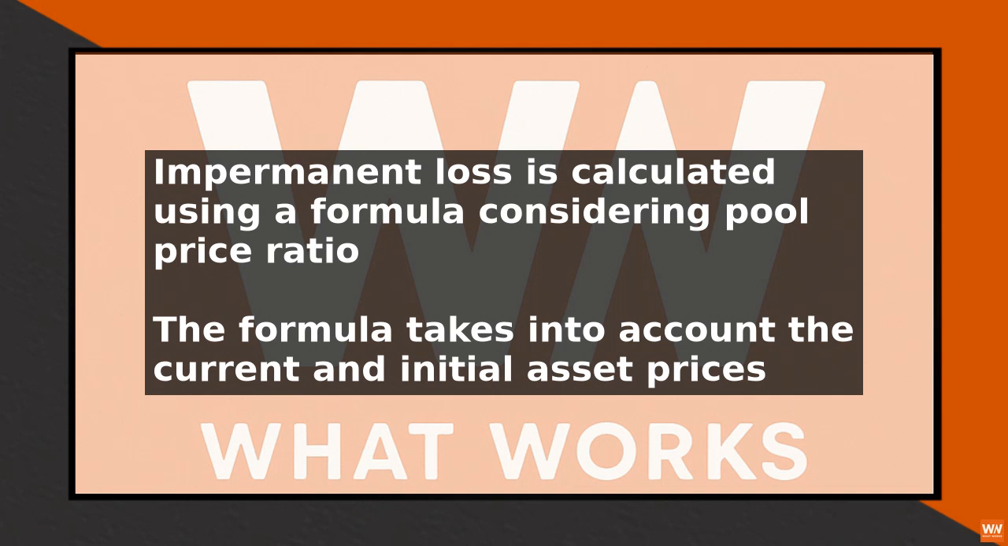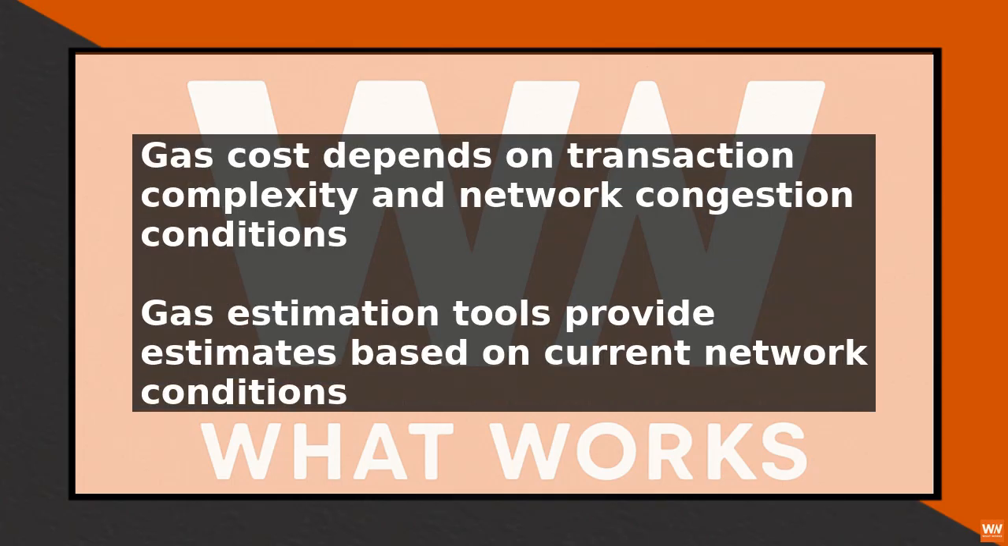Once you have calculated the impermanent loss and estimated the gas cost, you can determine the total cost of the transaction. The total cost includes the impermanent loss and the gas cost. It is essential to consider both costs when making liquidity provision decisions. Best practices for estimating gas for Uniswap impermanent loss include monitoring the pool price ratio and adjusting your liquidity provision strategy accordingly. It is also essential to set a competitive gas price to ensure that your transaction is executed promptly.